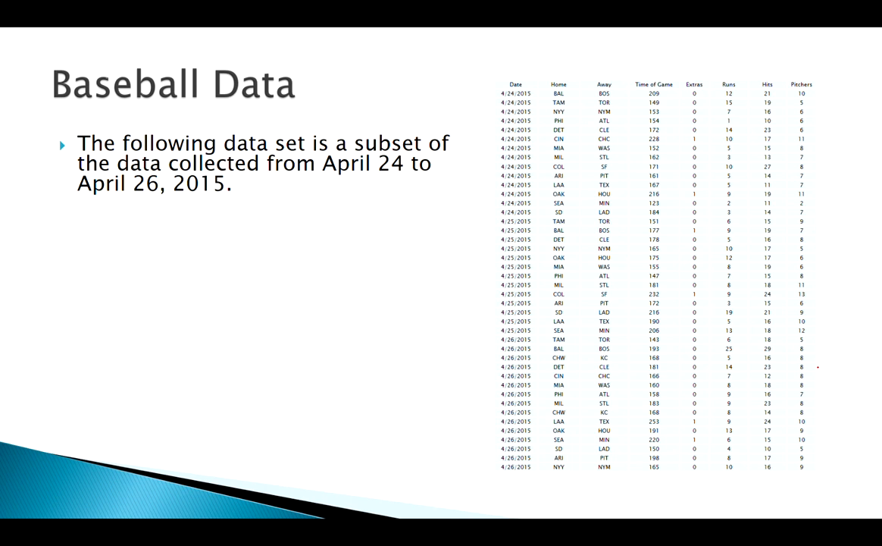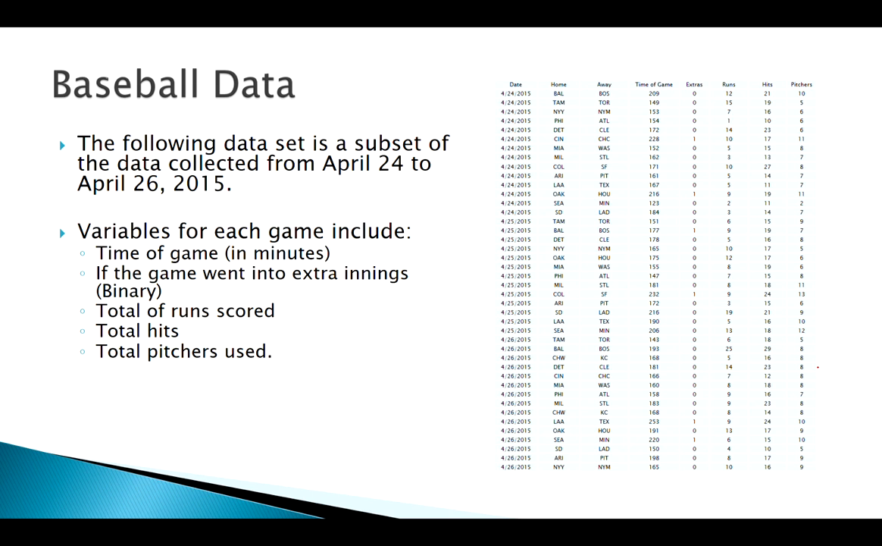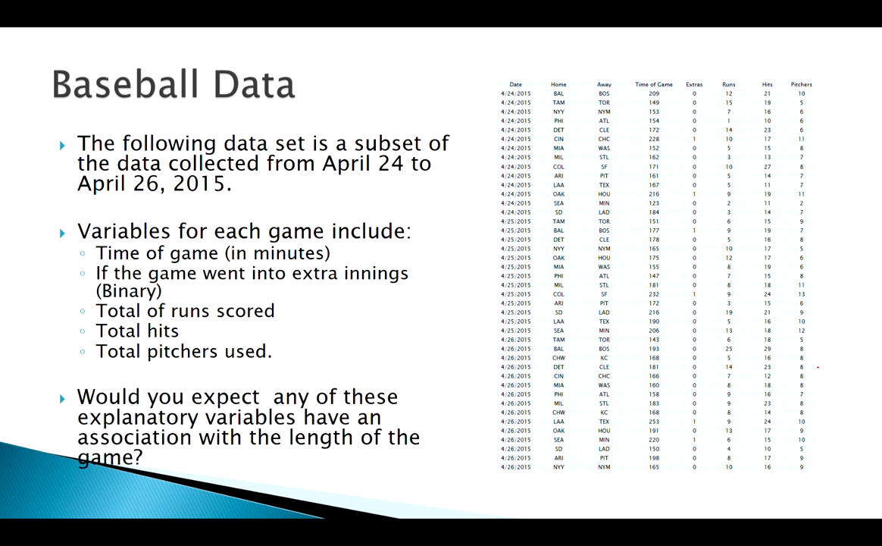Here's a cross-section of the data that we're going to work with. You can see some of the variables that we might work with here. Maybe you could look at these variables and think, okay, there should be some relationships here. Maybe the first obvious relationship would be, if a game goes into extra innings, it's going to be longer.